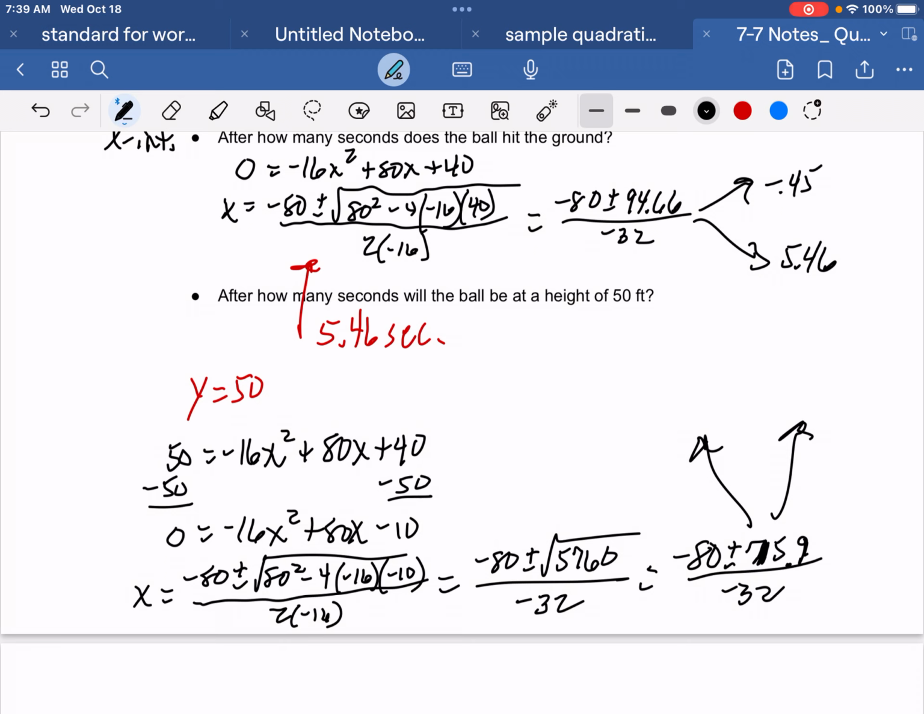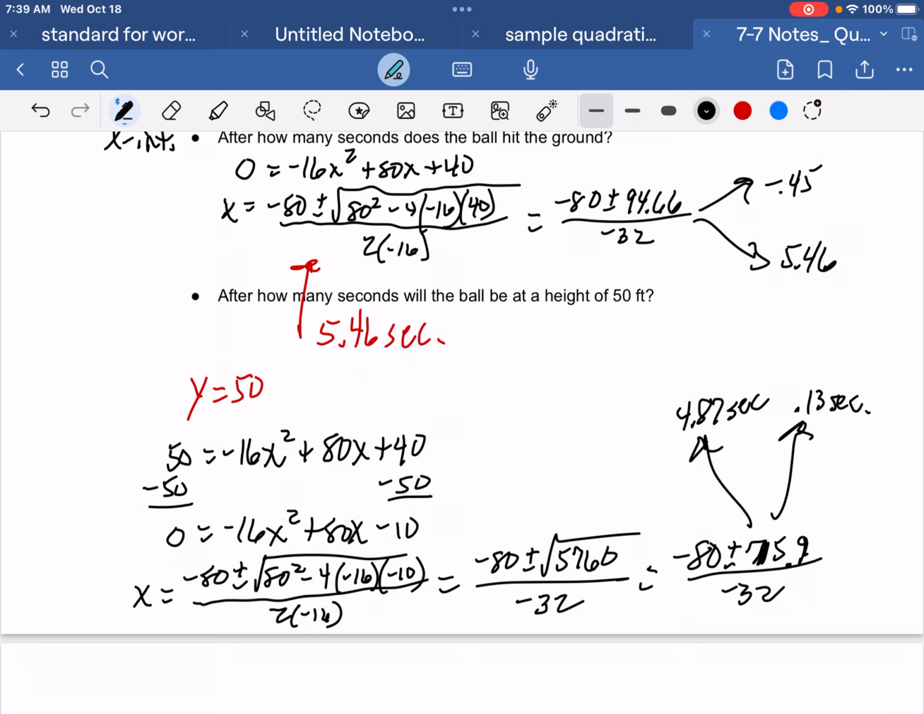We have negative 80 minus 75.9 and divide that by negative 32, and you get 4.87 seconds. And if you take negative 80 plus 75.9 divided by negative 32, you get 0.13.